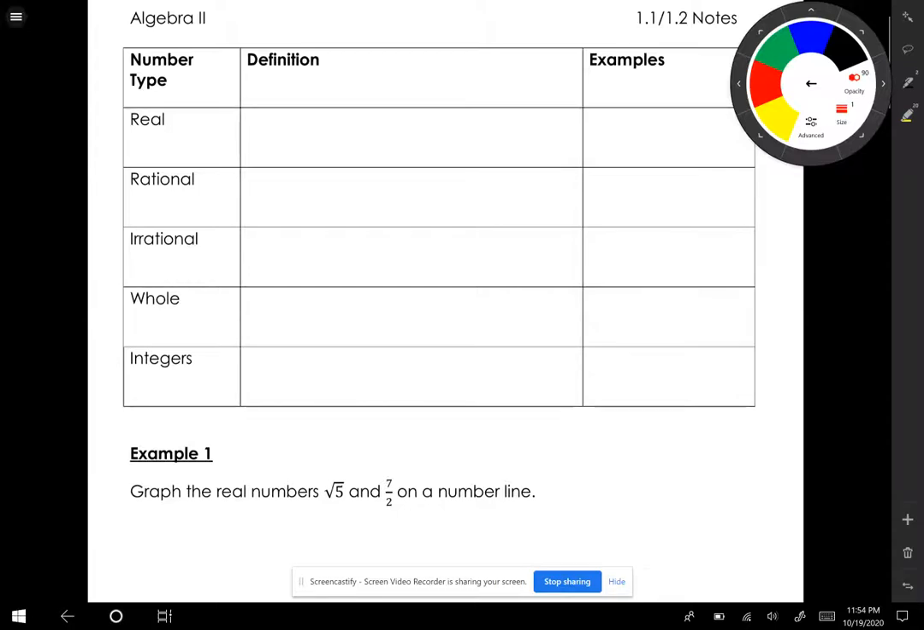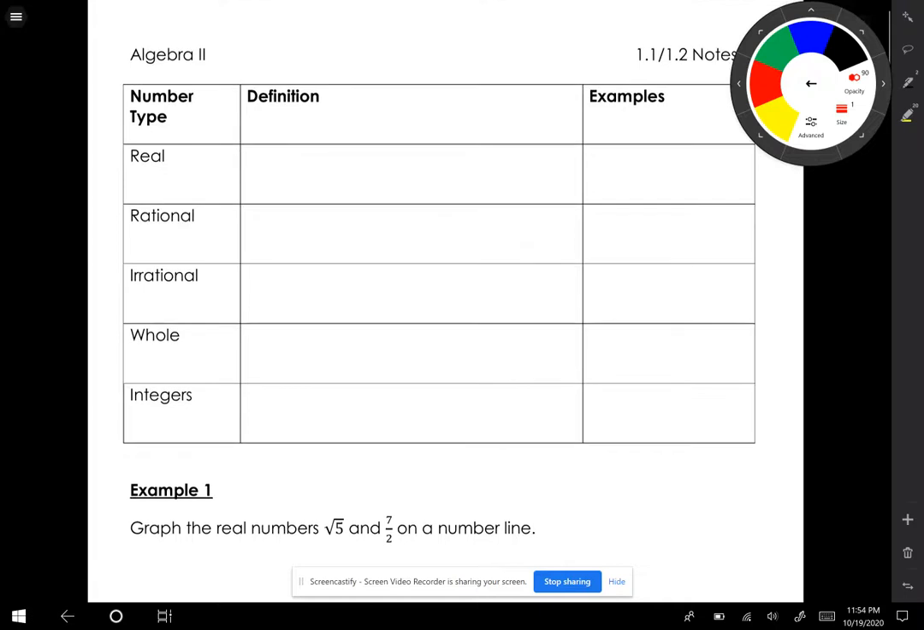Hello, Algebra 2 students. Today we will do 1.1 and 1.2 notes. In these notes, we will talk about the real number system and we'll talk about how to evaluate and simplify algebraic expressions. Let's get started with some vocabulary.